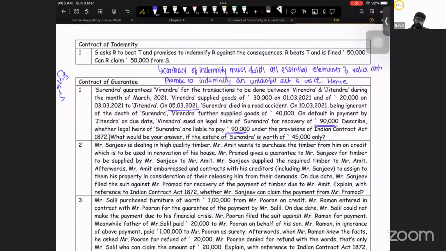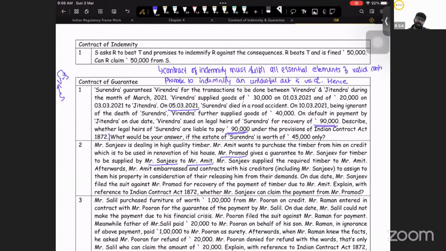Let us see two more questions. Second one we'll see. Mr. Sanjeev is dealing in high quality timber. Mr. Amit wants to purchase the timber from him on credit, to be used in renovation of his house. Mr. Pramod gives a guarantee to Mr. Sanjeev for timber to be supplied by Mr. Sanjeev to Amit. Pramod is giving the guarantee on behalf of Amit to Mr. Sanjeev. Mr. Sanjeev supplied the required timber to Mr. Amit. Afterwards, Mr. Amit became embarrassed financially and made contracts with the creditors, including Mr. Sanjeev.